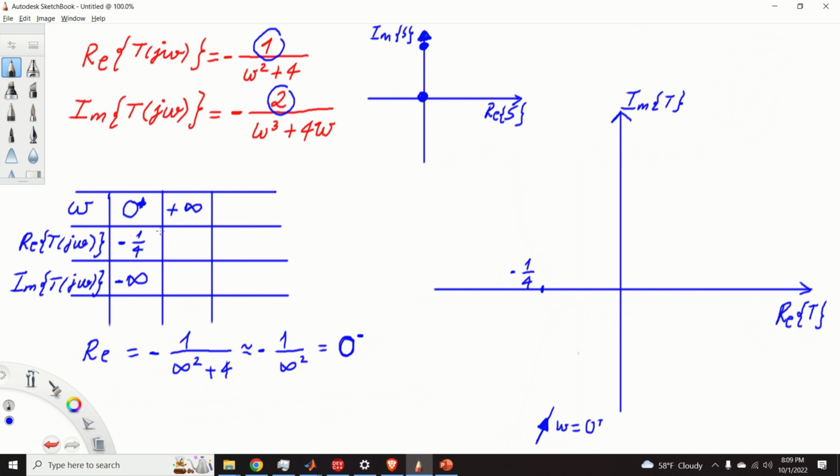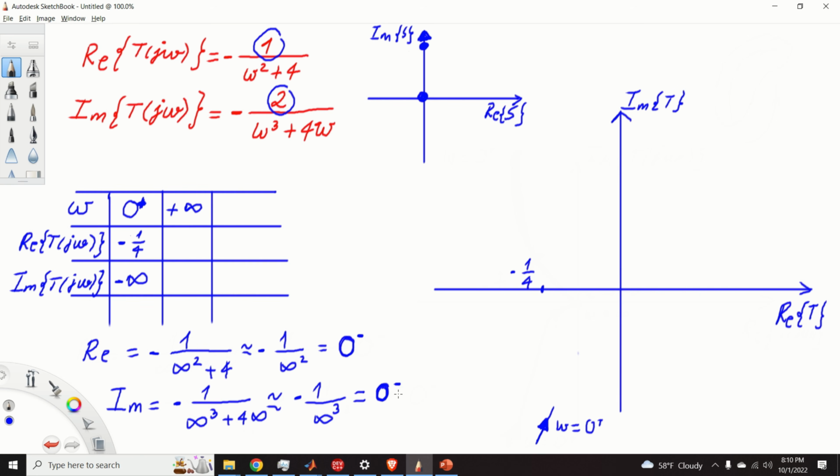How about the imaginary part? The imaginary part is equal to minus 1 over infinity to the power 3 plus 4 times infinity. And this is approximately equal to minus 1 over infinity to the power 3, since infinity to the power 3 is much larger than 4 times infinity, and this is again a small negative number that we represent by 0, and in the superscript we write the negative sign.